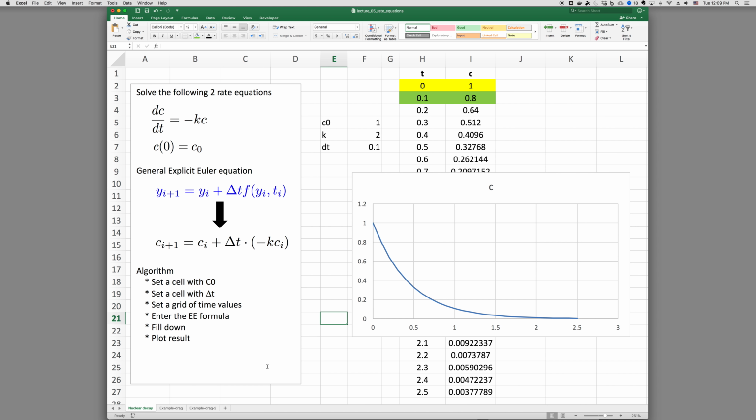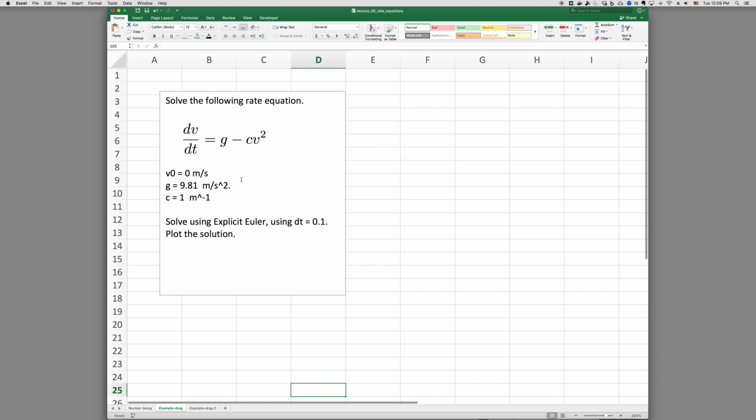Okay, let's look at another example. This one would be a falling object with drag, and we want to know the velocity as a function of time, where we're given the acceleration as a function of velocity. So this problem is very similar. We start by specifying cells that have our variables. So we have v0 and g and c and t, delta t.